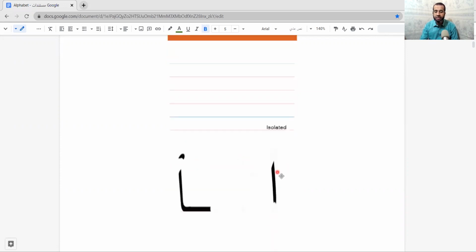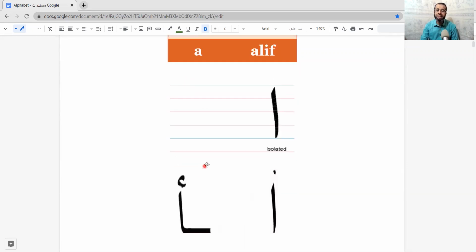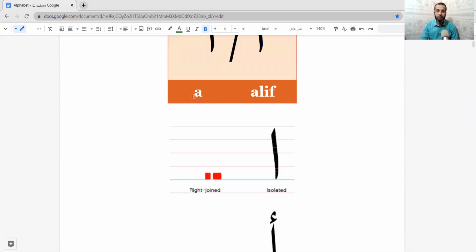And it can also be written in this way. It can have this part on it. Here it's isolated, and here it's joined from right. So this is Alif, A.